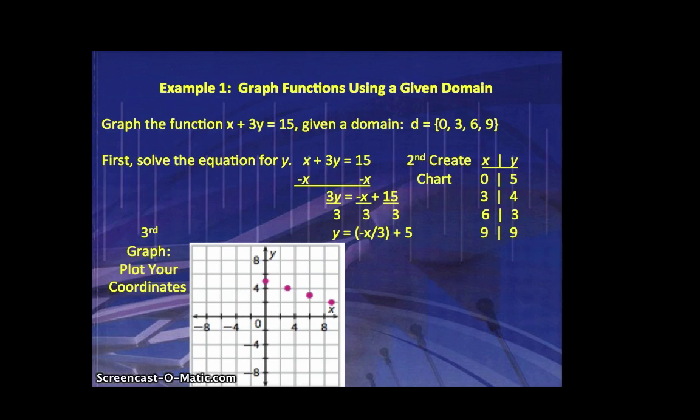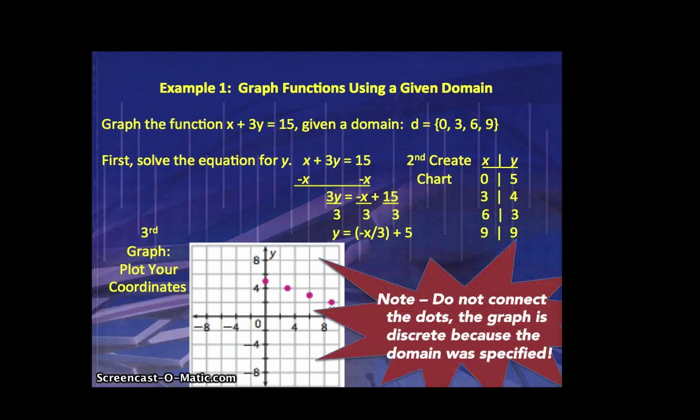We move to step 3. Though the result appears to be linear, the graph is discrete, so there is no line that connects each of the points. So you do not connect the dots. The graph is discrete because the domain was specified.